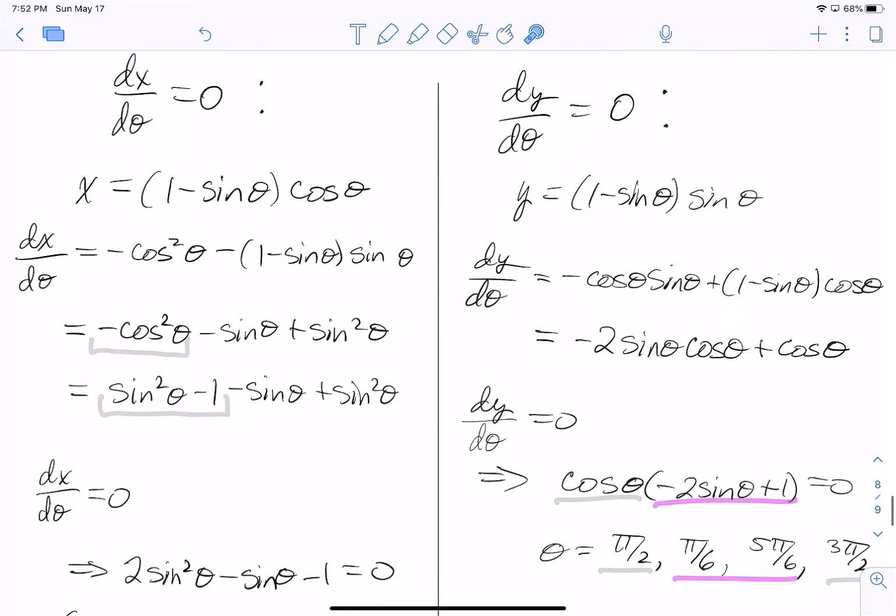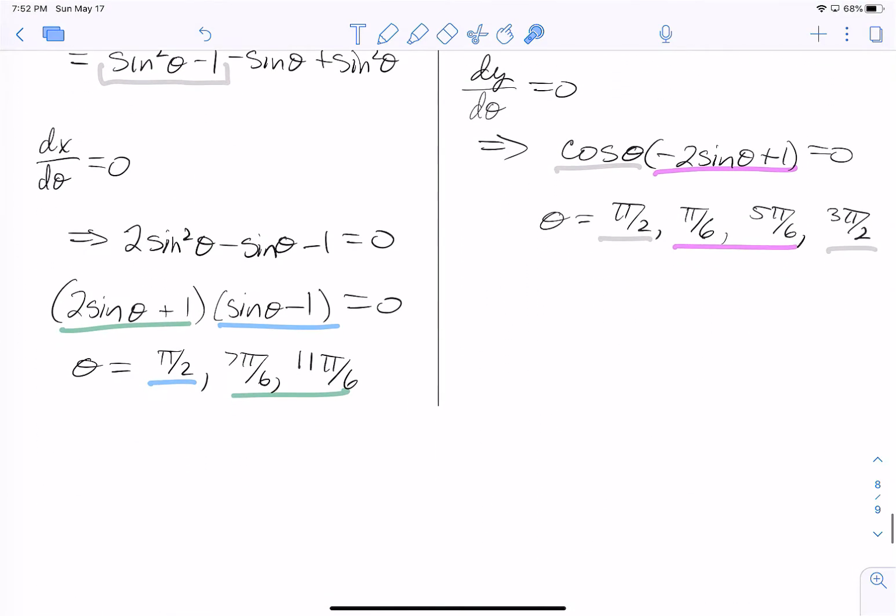Now let's see what happens when we set those expressions equal to 0 and solve the resulting equations. For dx/dθ equals 0, we end up with, after we collect like terms, 2 sine squared of theta minus the sine of theta minus 1 is equal to 0, which then factors as 2 sine of theta plus 1 times the sine of theta minus 1 equals 0. Theta then equals pi over 2 from the sine of theta minus 1, and 7 pi over 6 and 11 pi over 6 when the sine of theta is equal to negative 1/2. Don't forget that we have to go all the way around the unit circle.